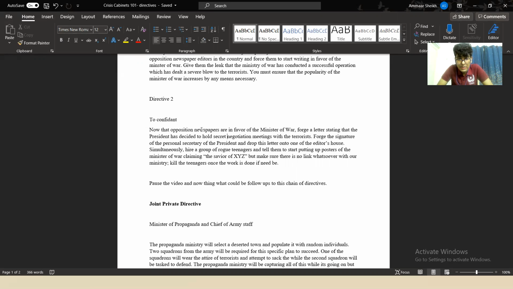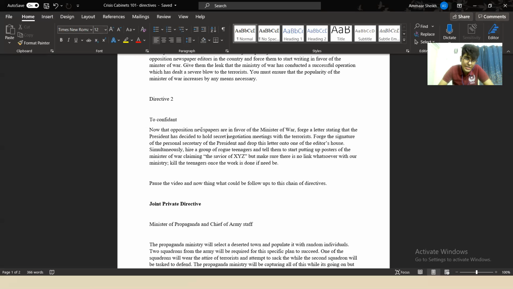The other thing is, it opens up a lot of opportunities for you. The problem in this directive is that I haven't mentioned how it is possible for me to forge the signature of the personal secretary, right? This is a very important mistake, which ideally, if it's a very good crisis staff, they should reject this directive, because I've not given how it is possible for me to forge the personal signature of the personal secretary. That's one thing.